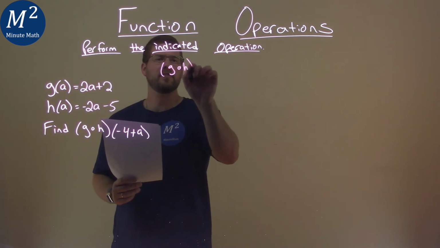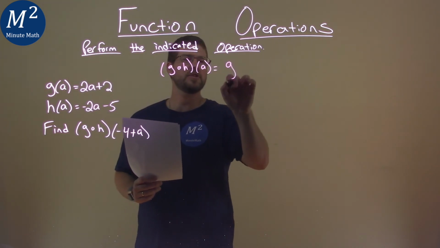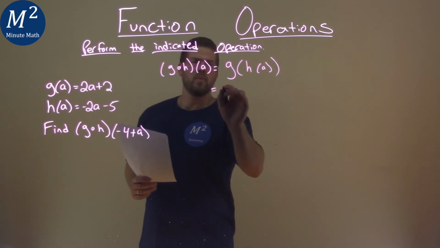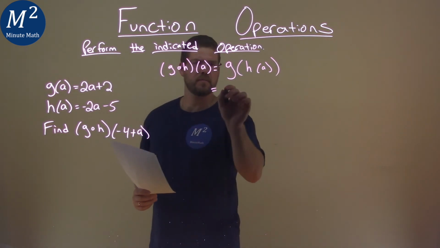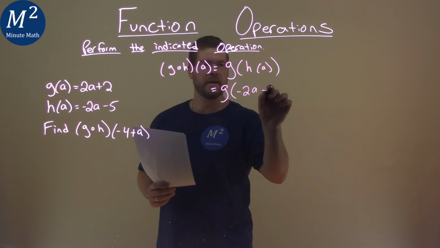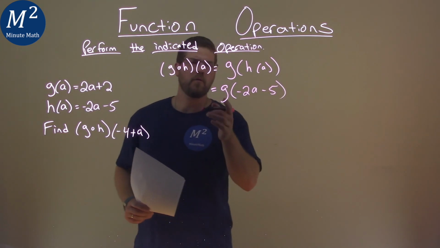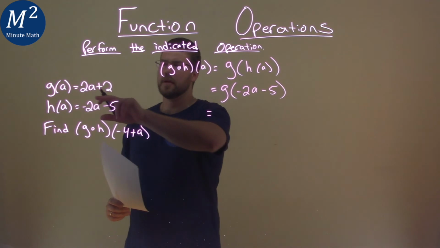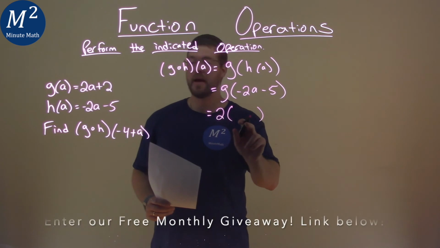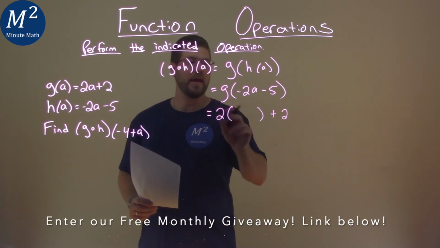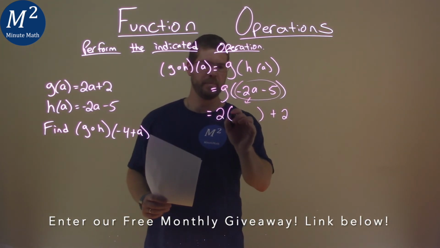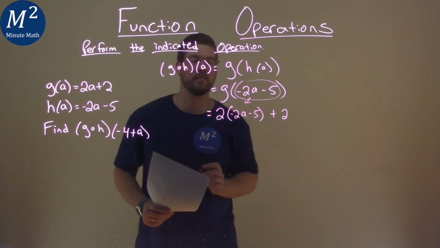G of h of a is equal to g of h of a, written like this. Well, we know what h of a is. It's given to us. So g of, instead of h of a, let's put our negative 2a minus 5 here. Now for our g of a. Well, our g function here is 2a plus 2. So instead of an a, I'm going to put parentheses here. So 2a plus 2. And where the a should be, I'm going to put this whole negative 2a minus 5 in there. So we have a negative 2a minus 5 right there.